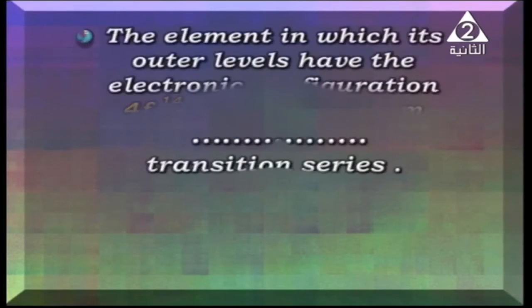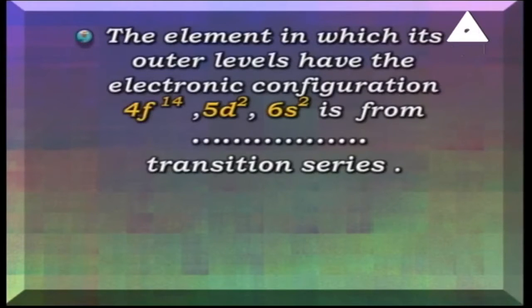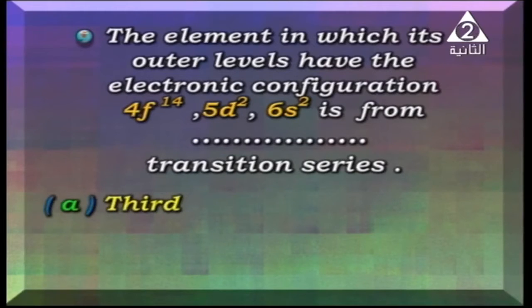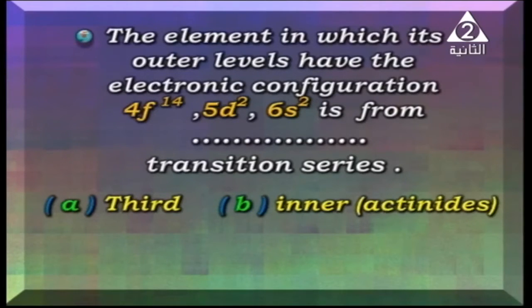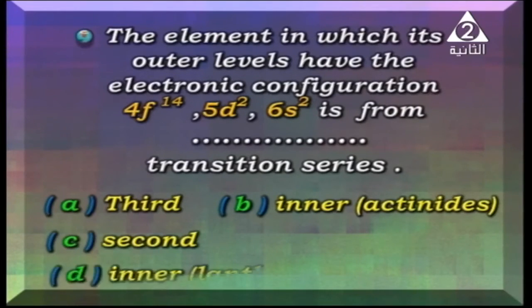Next point, the element in which the outer levels have the electronic configuration 4f14, 5d2, 6s2 is from what kind of transition series? Is it third, inner actinides, second, inner lanthanides? If you think about the answer, my dear student, yes, it will be third transition series.